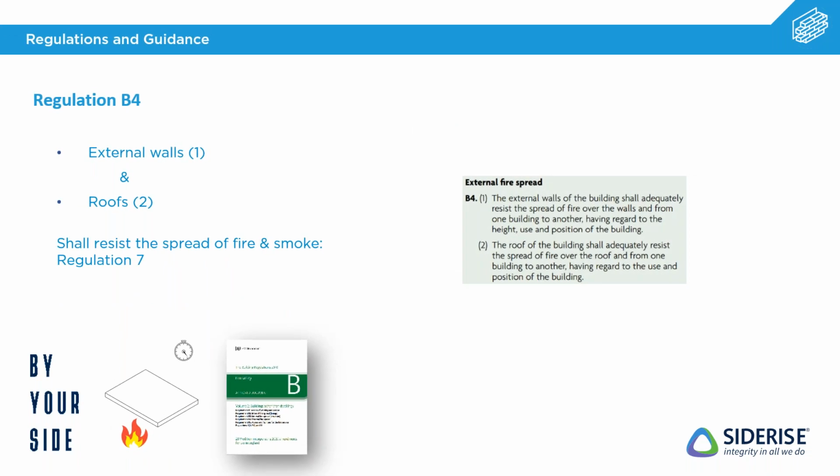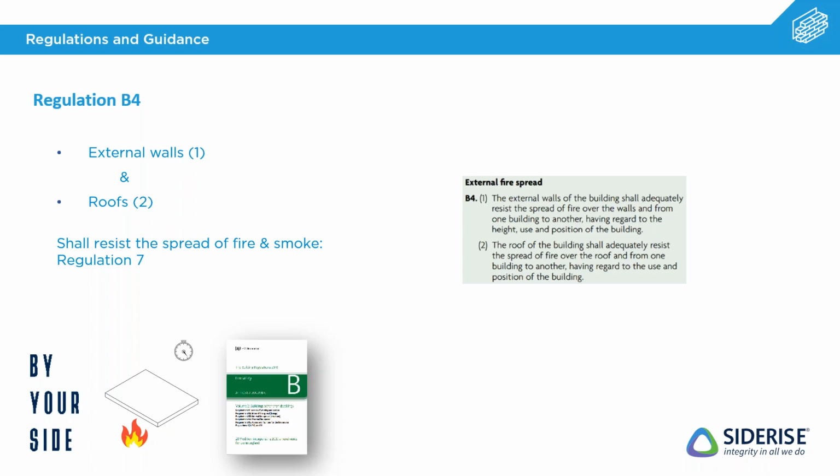We then have Regulation B4, which, as you can see, is a much shorter section, but it's essentially highlighting the importance of protecting against the spread of fire and smoke the external walls and any roof of a building. These are often seen as some of the primary routes for fire to spread, and if the fire actually takes hold of a facade or a roof, it can quite easily bypass other areas inside that building or measures within the building.